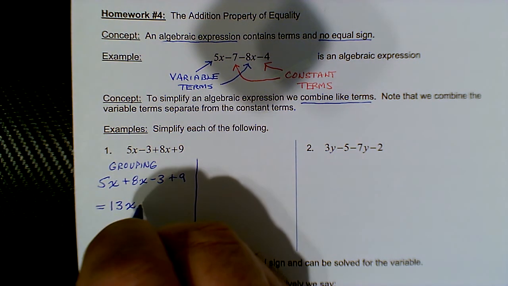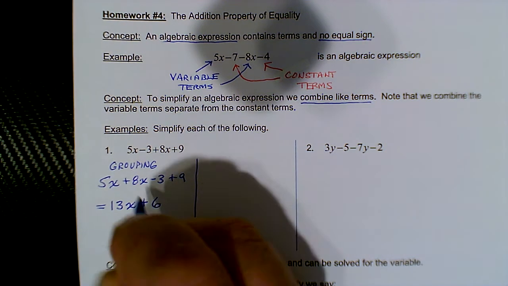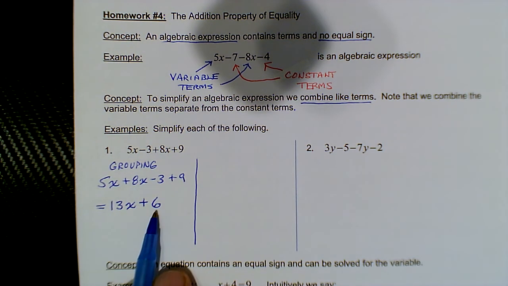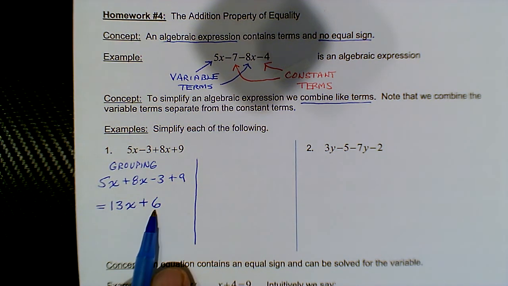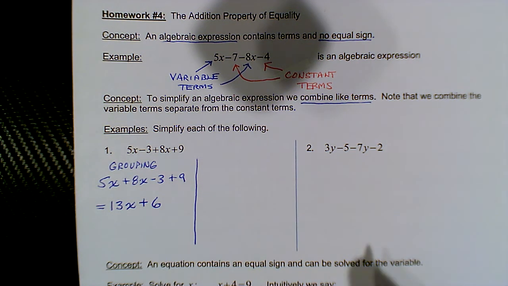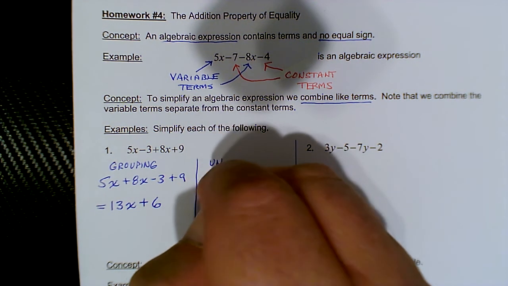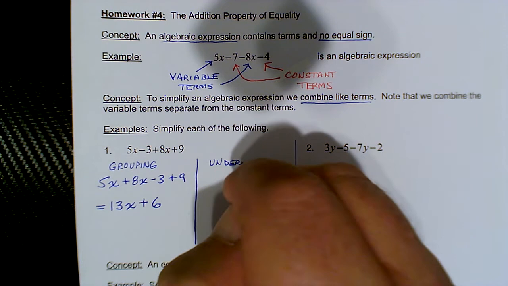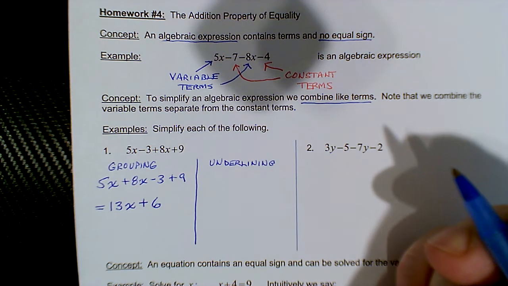And you have to write an addition or subtraction symbol between the variable term and the constant term. So since that was a positive 6, we write plus 6. And there's nothing to do further. You cannot combine variable terms and constant terms. So that's the grouping method. And then I'll just call this the underlining method, which is actually the method that I prefer.